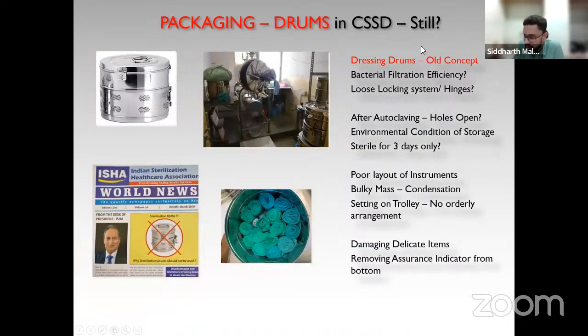Packaging in drums inside the CSSD is a prevalent practice even today. The drums are very old; the technology is very old. Most of the bigger hospitals have stopped using the drums and have altogether shifted to solid containers or smaller trays. So this is where we see where the drum problems actually come in. In the previous class also, there was a question about why and how the drums should be used, and whether there is any problem if you are using the drums and opening and closing the flanges.